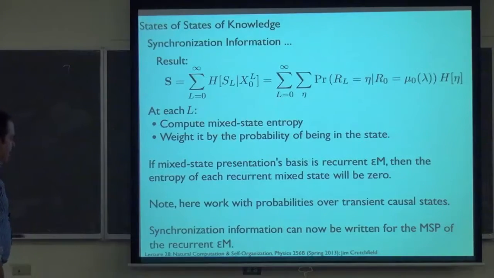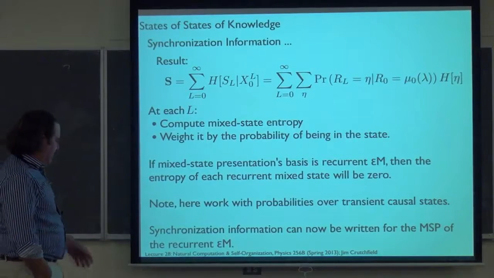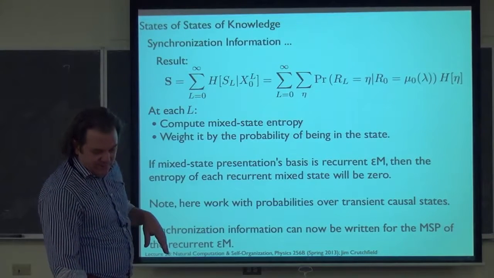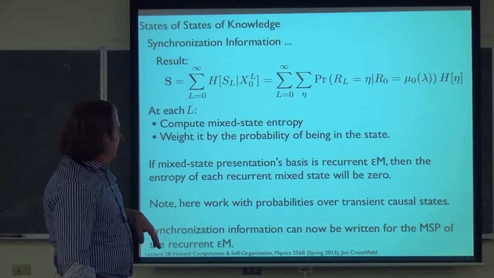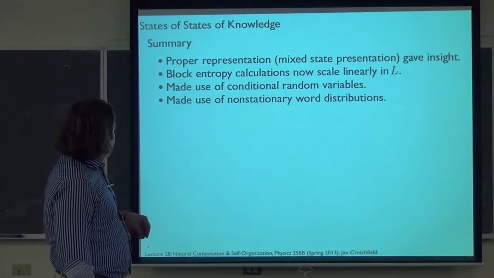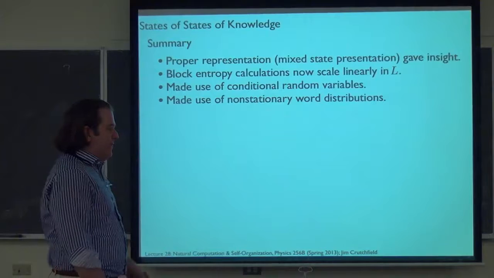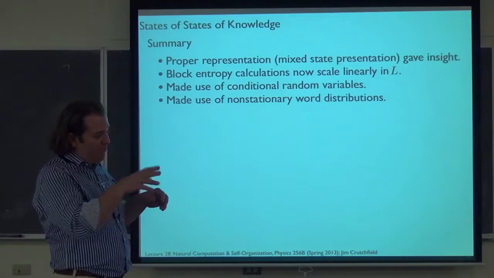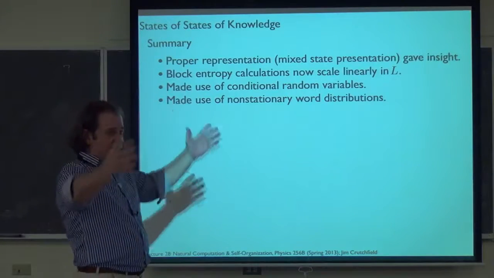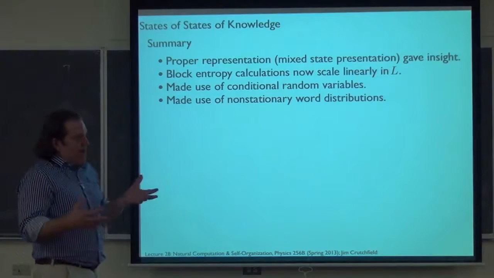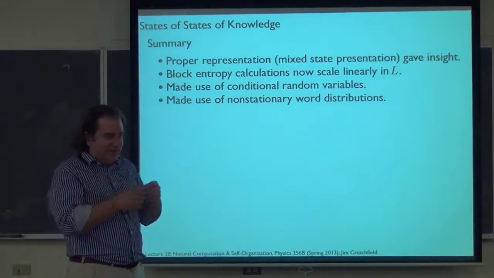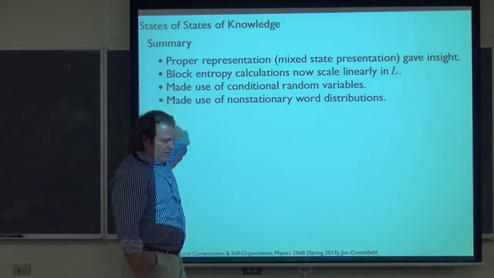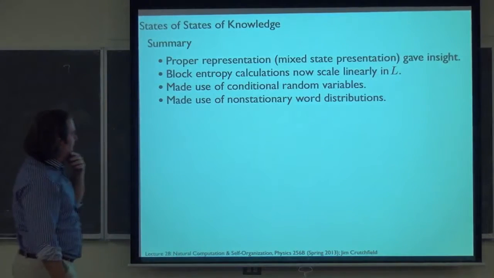So you can actually now write this synchronization information directly in terms of the mixed state presentation for the recurrent epsilon machine. Just to summarize, we gained a lot. At first we were just looking at how to thoughtfully calculate word probabilities, and noticed that it's better to push the state information forward rather than consider the space of all possible paths. In some sense, it's a benefit of having a little model in mind of what the structure of the process is. In this case, we have the states and looked at state distributions. A very practical consequence: we can now calculate block entropy linearly in the word length.